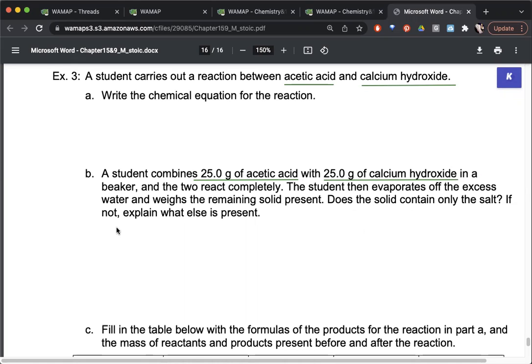The student then evaporates the water that's formed and weighs the remaining solid. That's going to be that salt. Oh, does the solid contain only the salt? So this is a little bit like that yield idea. What else is in there? Is there anything else in there? Okay, so work through that and I will do the same.